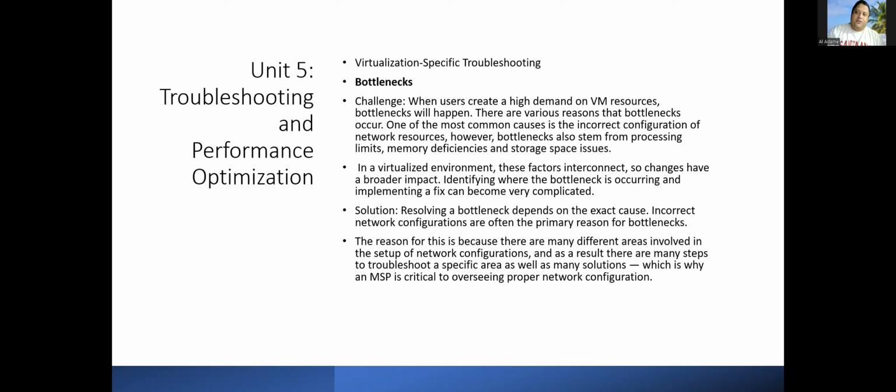In a virtualized environment, these factors interconnect, so changes have a broader impact. Identifying where the bottleneck is occurring and implementing a fix can become very complicated. Solution: resolving a bottleneck depends on the exact cause. Incorrect network configurations are often the primary reason for bottlenecks. Not really true, it's also configuration, but if you configure it right the first time, you're usually fine. The reason for this is that there are many different areas involved in the setup of a network configuration. It's true. And as a result, there are many steps to troubleshoot specific areas as well as many solutions, which is why MSP is critical to overseeing proper network configurations.